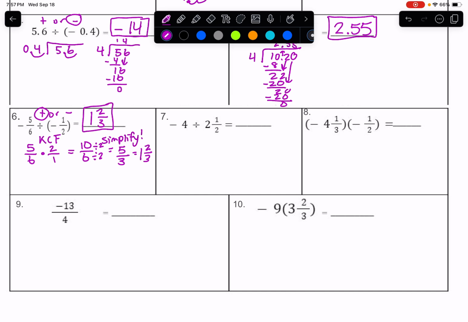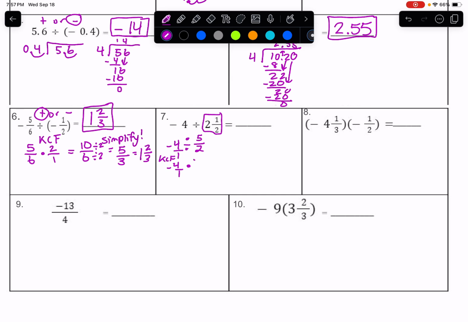So this becomes negative 4 over 1 times, we got a KCF, 2 over 5. Plus straight across, and you get 8/5. And my answer, ooh, did you catch my mistake? I forgot to check my sign. It should be negative 8/5, but I can rewrite that as a mixed number, negative 1 3/5. All right.